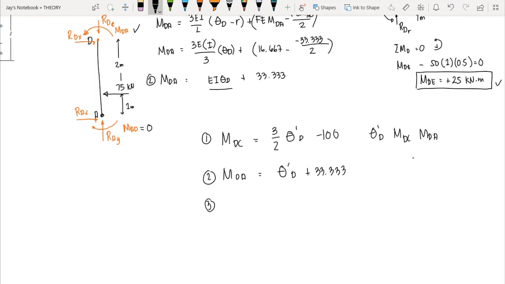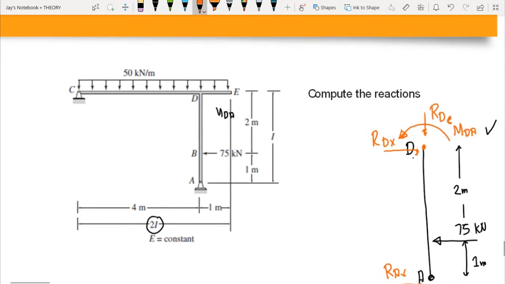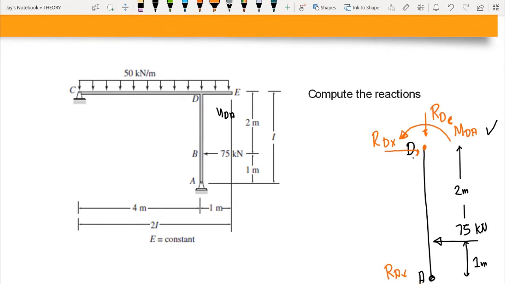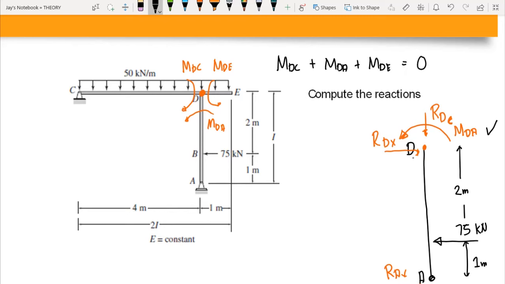But where to extract the third equation? Now, looking at this figure, as you can see, we have equilibrium at point D. Again, we have three moments at point D. We have MDC, we have MDE, and we have moment MDA. Since these are in equilibrium, if we add these three moments, MDC plus MDA and MDE, this should give us 0 moment.